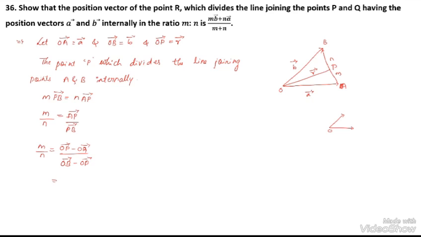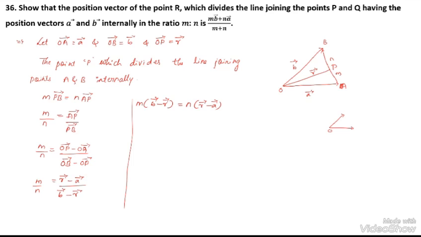Here, what does the vector OP represent? Vector OE minus... vector OA represents vector a, OB represents vector b, minus vector r, divided by n. While multiplying, we want the position vector r, that's why I can multiply here. That is m into (vector b minus vector r) is equal to n into (vector r minus vector a).